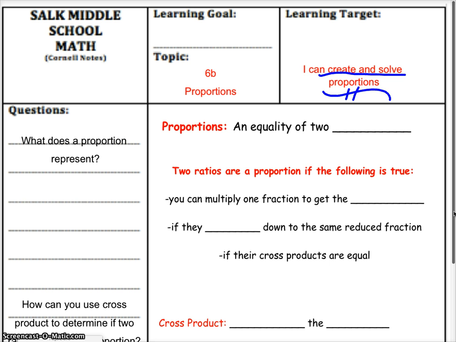A proportion is an equality of two ratios. Or another word for ratios, remember you can write it as a fraction. Anytime you see two fractions equal each other, it's a proportion. Like 1/2 equals 2/4, that's a proportion. 3/5 equals 15/25, that's a proportion. If you have an equal sign between two fractions, it represents a proportion.